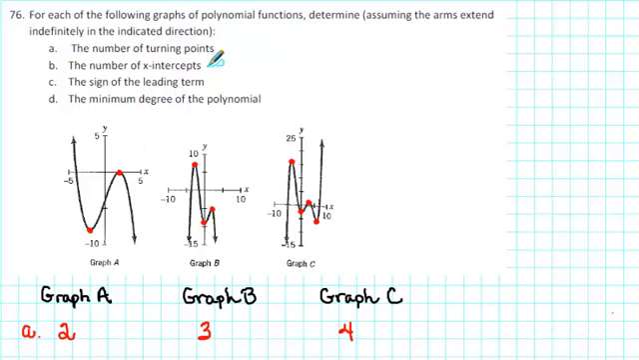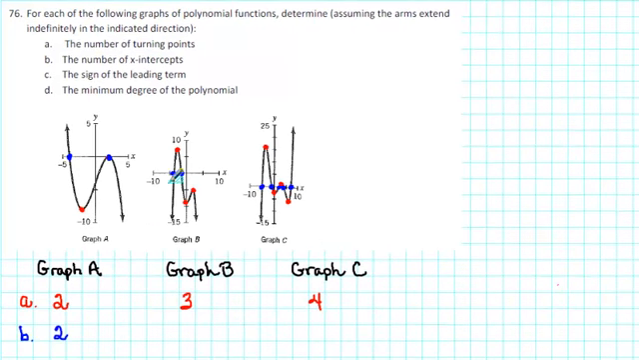For part B, we're asked to determine the number of x-intercepts. The x-intercepts occur when the graph intersects the x-axis. Graph A intersects the x-axis twice, so it has two x-intercepts. Graph B also has two x-intercepts. Graph C intersects the x-axis 5 times and therefore has 5 x-intercepts.